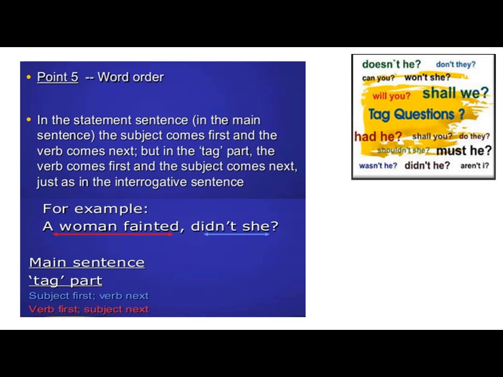Fifth point, word order. In the statement sentence, in the main sentence, the subject comes first and the verb comes next. But in the tag part, the verb comes first and the subject comes next, just as in the interrogative sentence. For example, a woman fainted, didn't she? Main sentence, tag part. Subject first, verb next. Verb first, subject next. In the main sentence, we have to write the subject first and then the verb. But in the tag part, we have to write the verb first and then the subject.